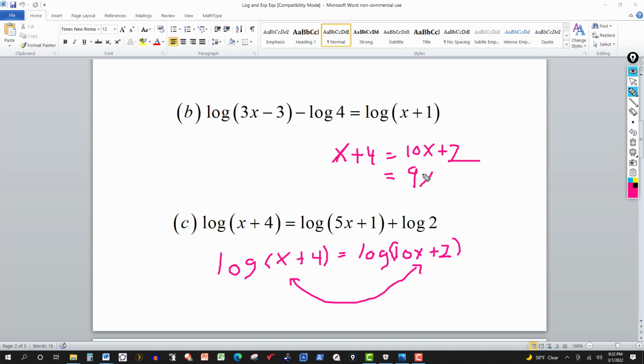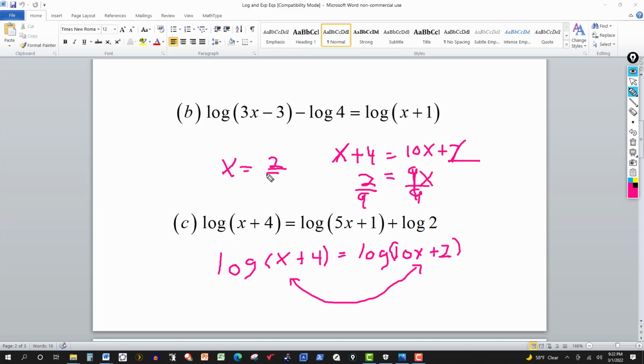And whatever you do to one side, you have to do the other side. Now I'm going to get rid of this 2 so I can isolate the x term. So subtract 2 from this side, that cancels this. And then 4 subtract 2 is 2. Then just divide both sides by 9. The 9's cancel out, and I get a possible solution: x is equal to 2/9.